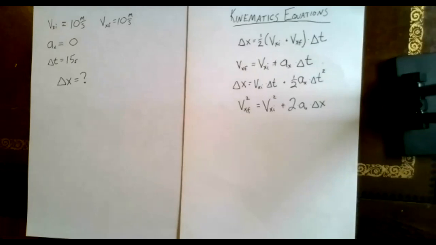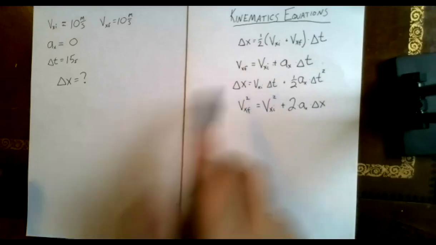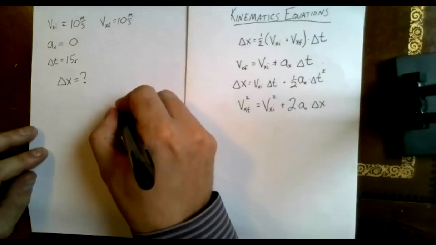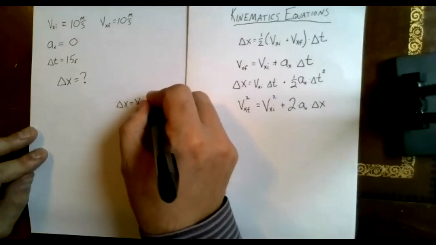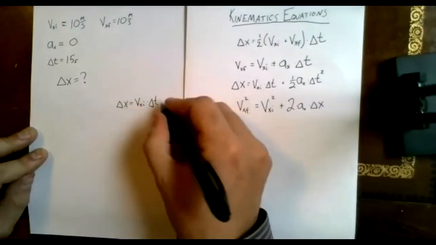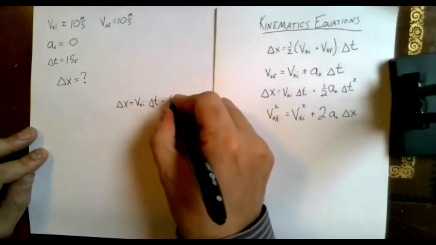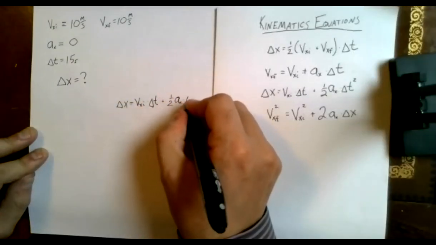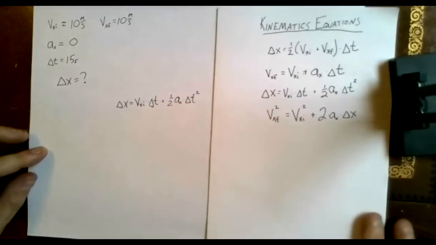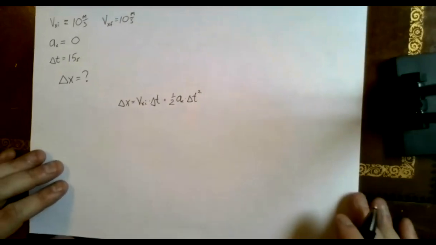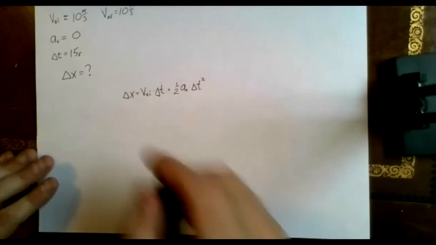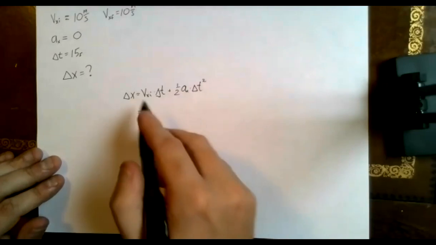And it really doesn't matter which one we pick. So why don't we pick equation 3? Delta x is Vxi times delta t plus 1/2 ax times delta t squared. I don't need to rearrange it, right? Because I'm looking for delta x and that's already by itself. So I'll go ahead and plug in my numbers.